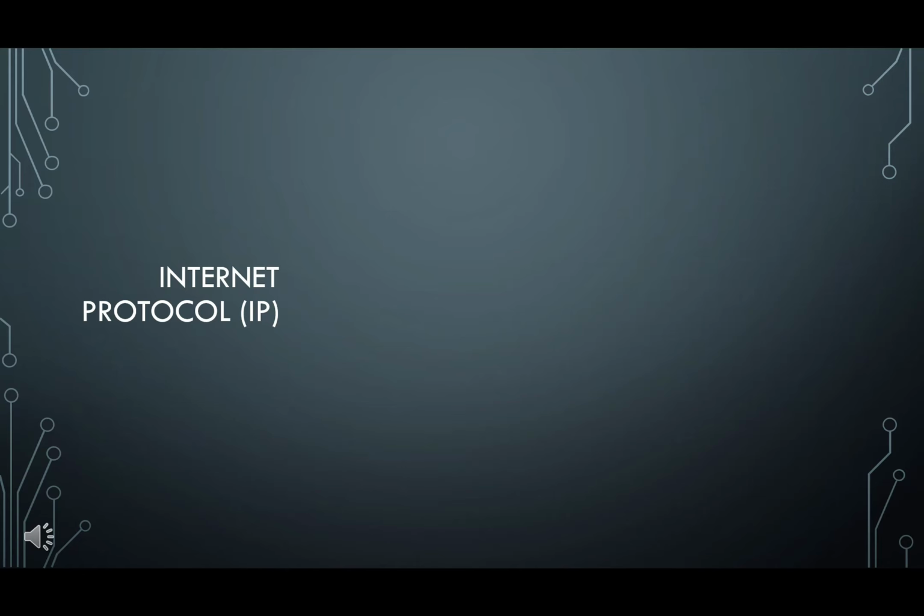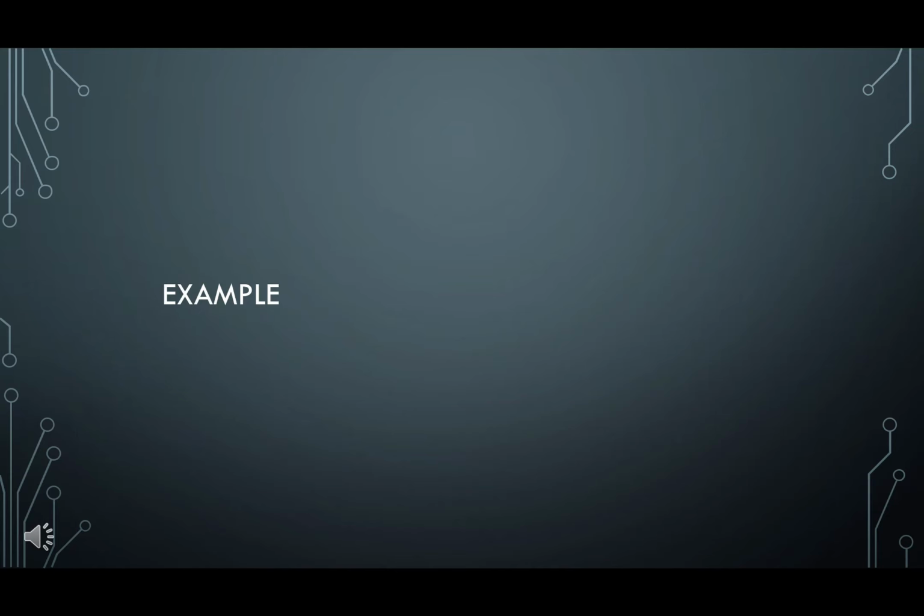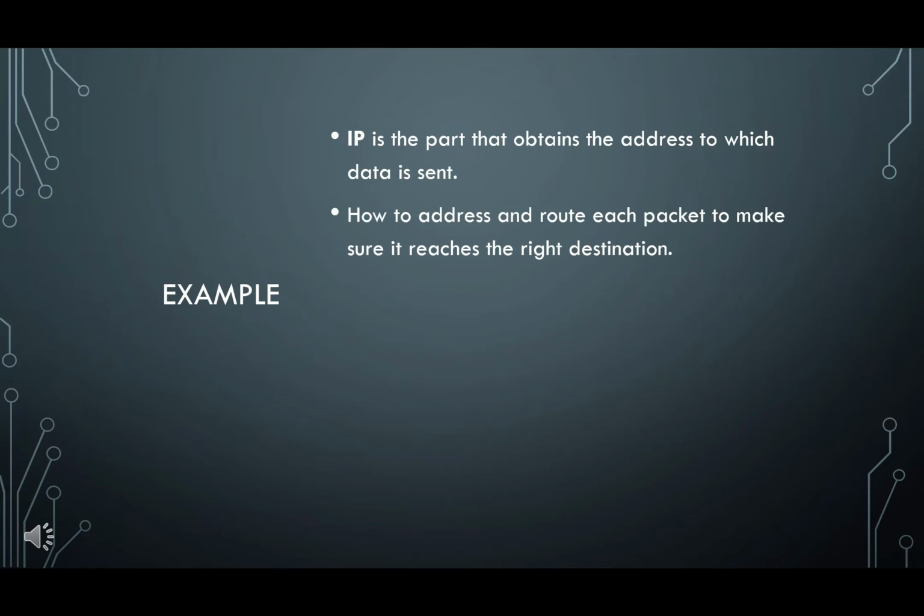The next thing is the Internet Protocol. IP is the part that obtains the address to which data is sent, and how to address and route each packet to make sure it reaches the right destination. Let's take an example. IP is the part that obtains the address to which data is sent, and just a while ago we have seen this.